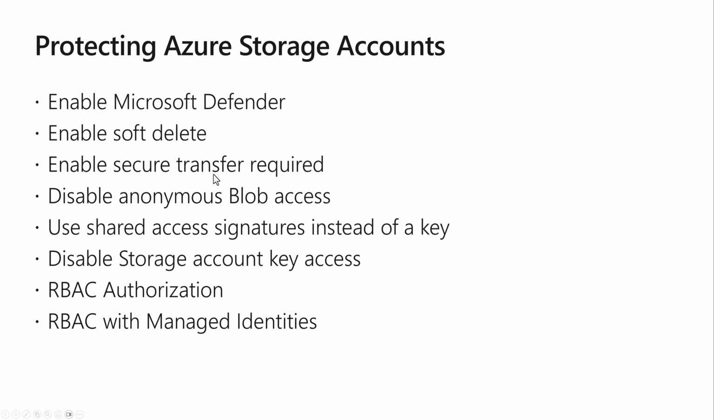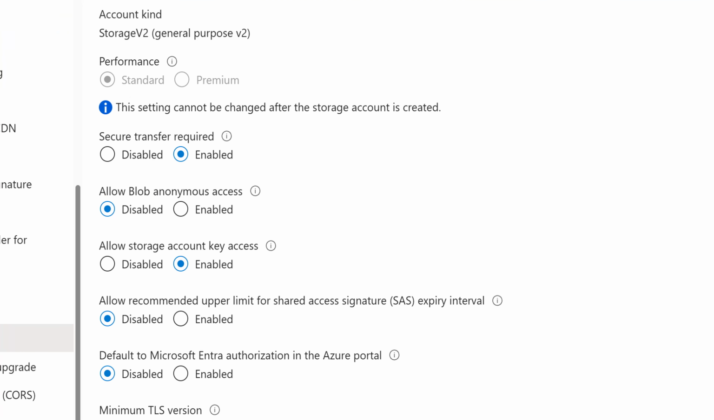There's another one that you see here, which is disable anonymous blob access. Okay, I actually already have this, which is this second one. So this means that if you want to create a container that could be anonymously accessed, so you could read the content without being authenticated, well, not in this storage account. In this storage account, you just cannot do that.